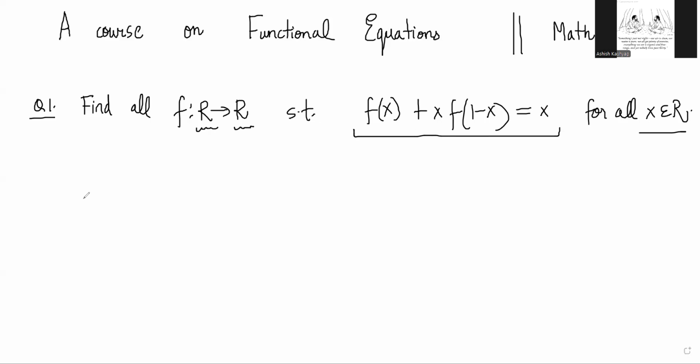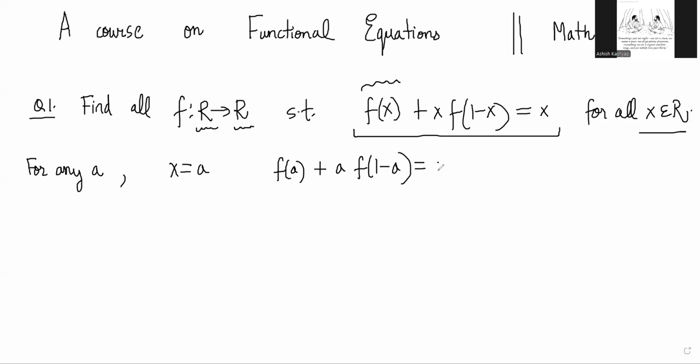Now whenever you have a situation like this, where you have f of x and some other f of something else, one strategy that you should always keep in mind is you can try to solve a system of equations and solve for f of x if possible, right? For example, for any a, where a is a real number, you can put x is equal to a in this equation and get f of a plus a times f of 1 minus a is equal to a. This becomes our first equation.